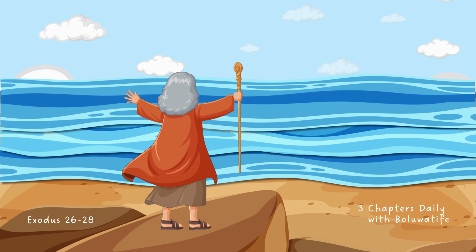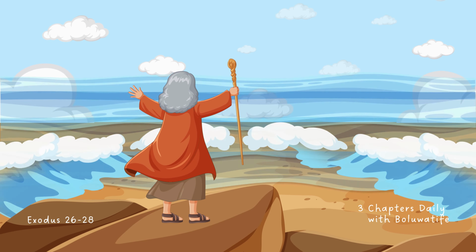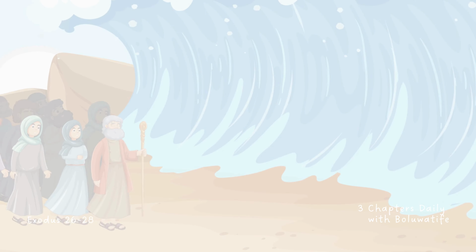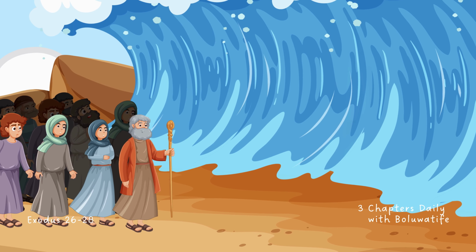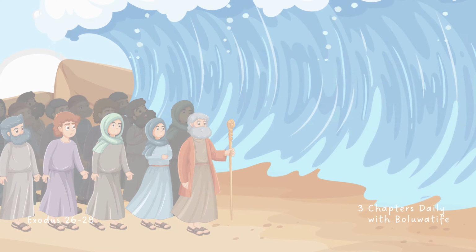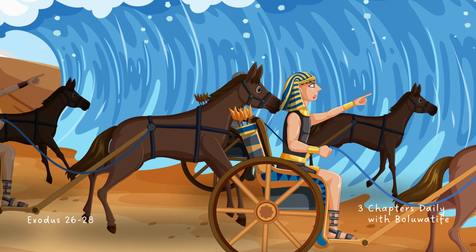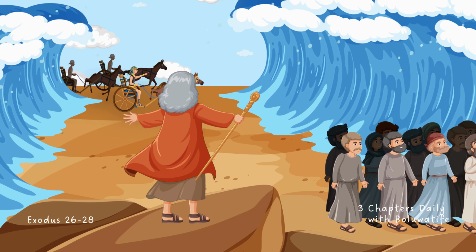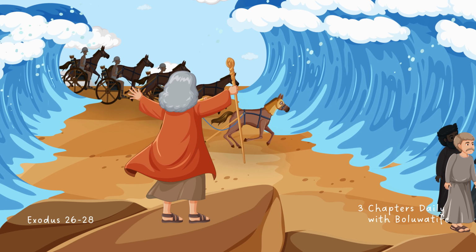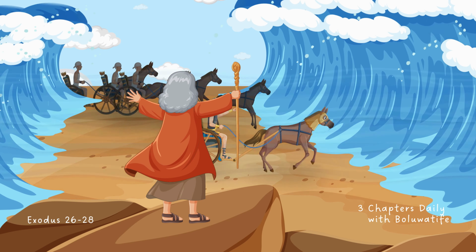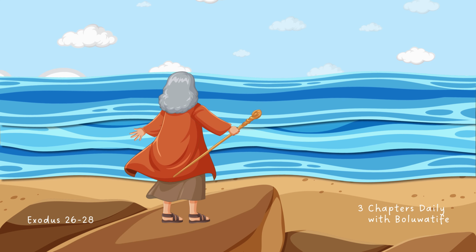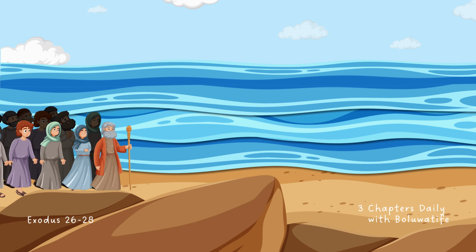And thou shalt take two onyx stones, and grave on them the names of the children of Israel, six of their names on one stone, and the other six names of the rest on the other stone, according to their birth. With the work of an engraver in stone, like the engravings of a signet, shalt thou engrave the two stones with the names of the children of Israel. Thou shalt make them to be set in ouches of gold.